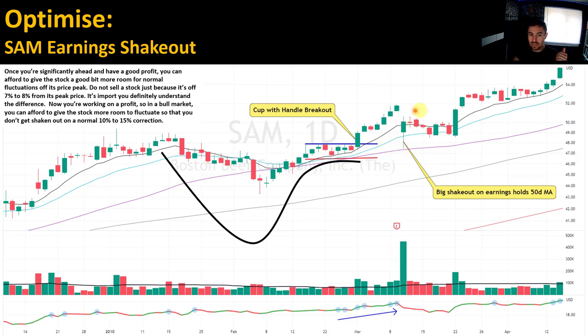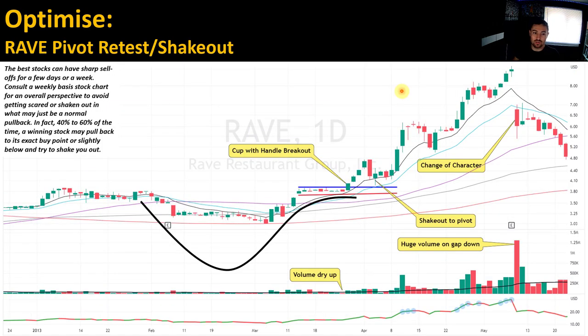Then a strong close, and then it takes about a couple of weeks for price to kind of consolidate in here. Then you get this bullish engulfing candlestick. Look at the volume coming through. Then it's off to the races. So sometimes it's about being patient as well and letting the stock just work itself out.